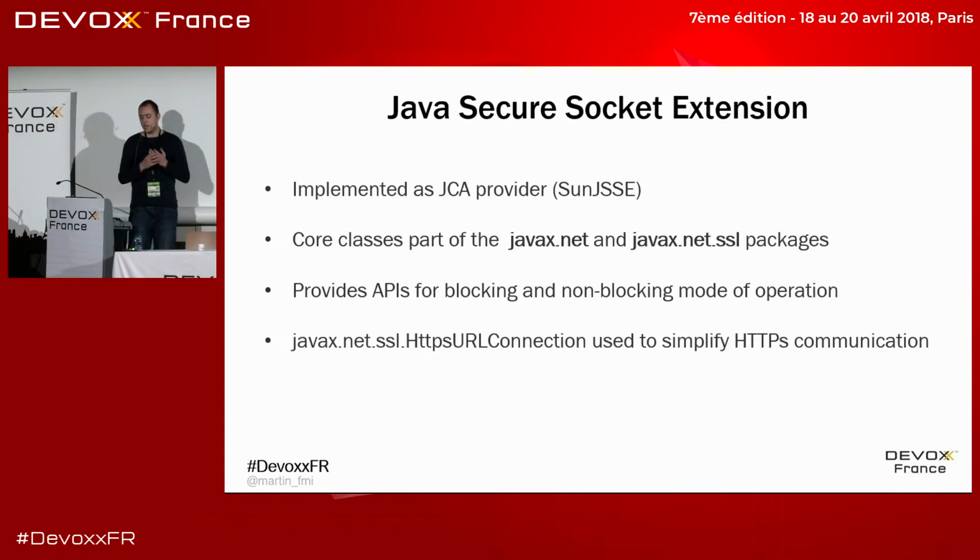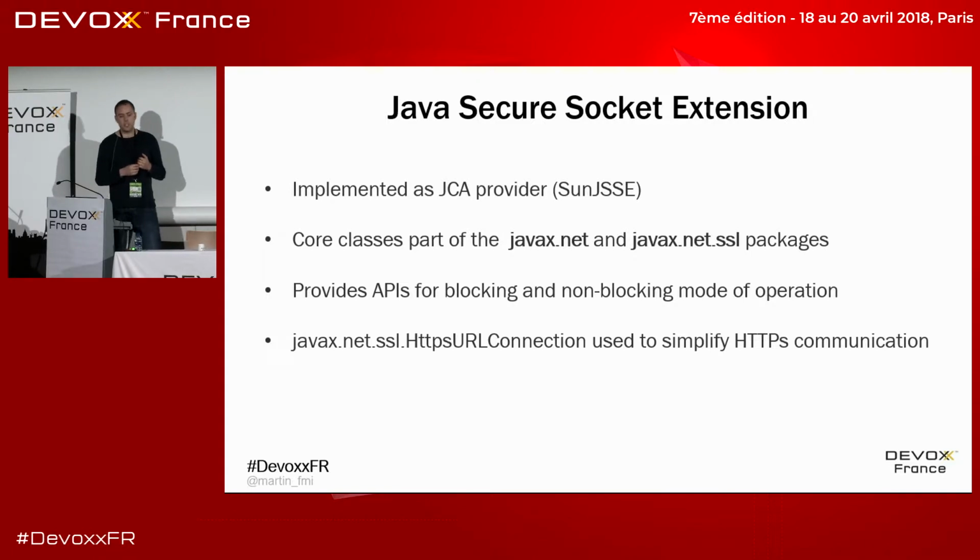Now, in terms of Java, support for TLS is provided by the so-called JSSE API, or the Java Secure Socket Extension API. You may think of JSSE as an extension of the standard Java sockets as you know them, but in addition to that, the JSSE API also provides a non-blocking mode of operation.